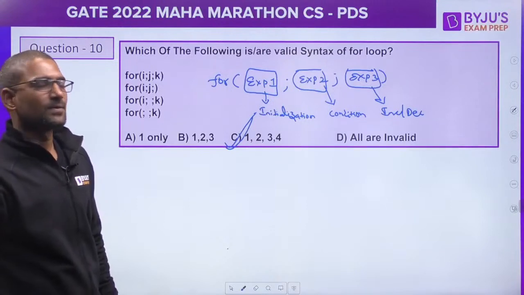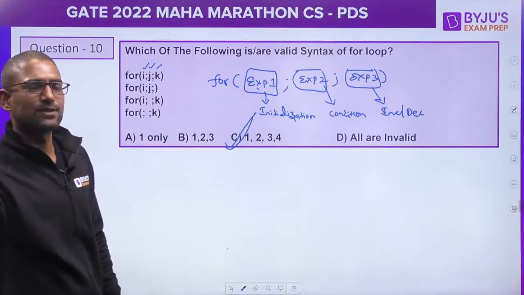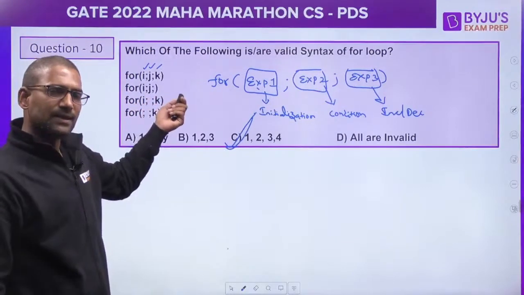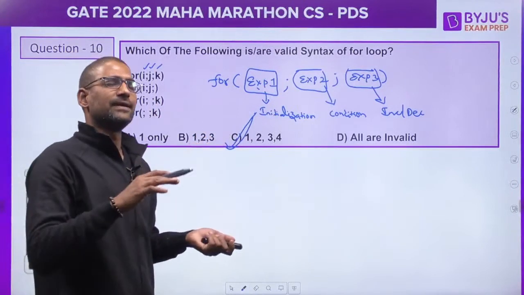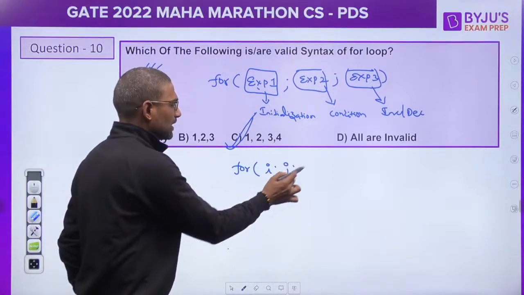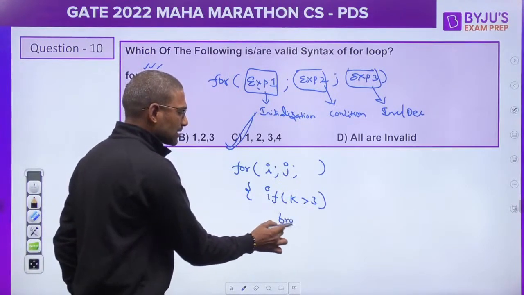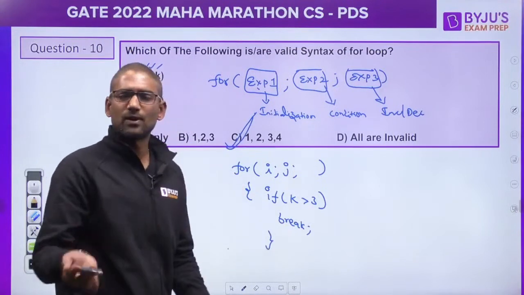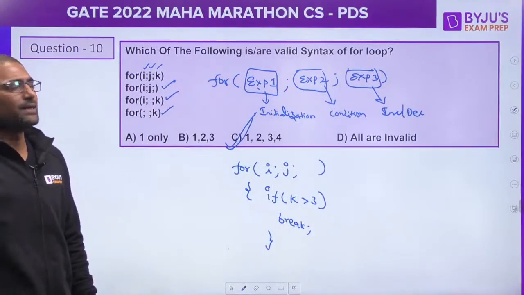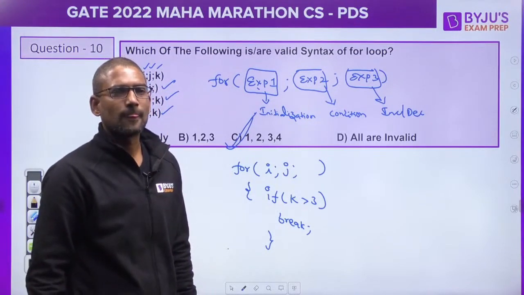Okay, so here you can have i, j, k, yes, valid. If j is non-zero, it executes. If j is 0, it terminates. And you can miss increment, decrement. That increment, decrement you can keep inside the for loop, something like this. For i, j, if k greater than 3, I can say break. Even now also the for loop ends. So it is valid to have all these forms of for. Okay. Next.